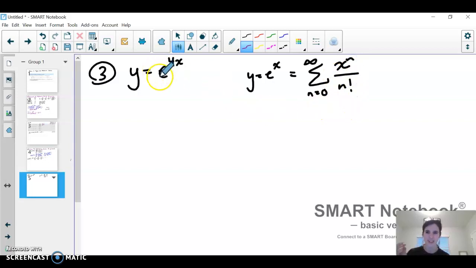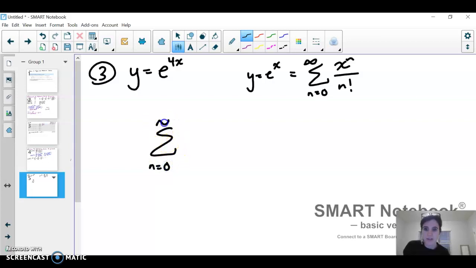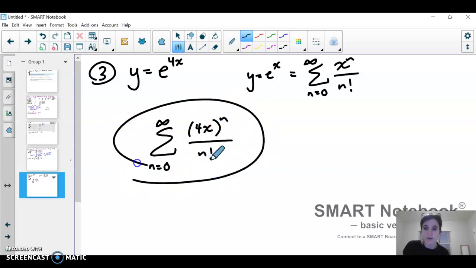So what are we going to do? What we're going to do is just replace x with 4x in our sigma notation. So we end up with the series from n equals 0 to infinity of 4x to the n over n factorial. So we used a similar series to get to the series that we wanted to get to.